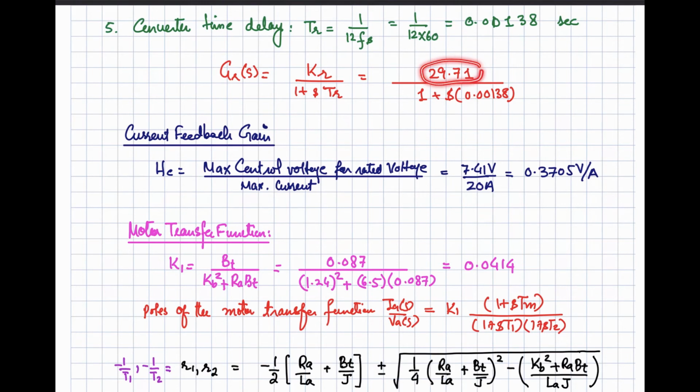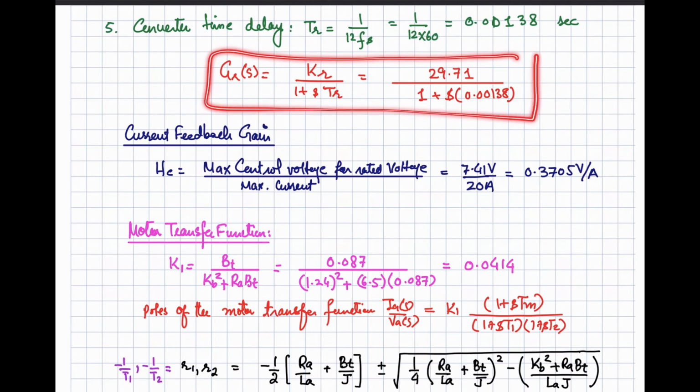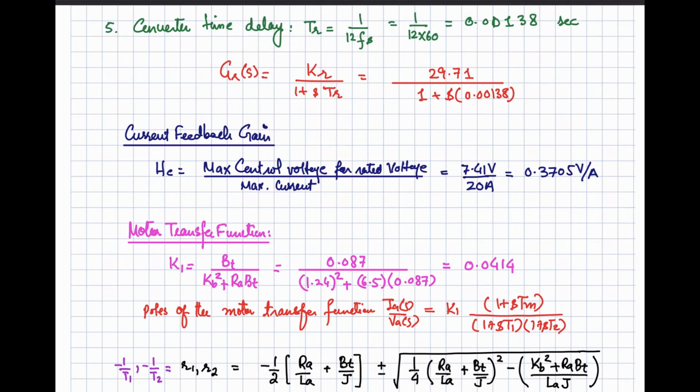So the gain of the converter is calculated. The gain is 29.71 and the delay is this one, 0.00138. So you can now write the transfer function of your power electronic converter. Okay, now the next thing is to calculate the current feedback gain.